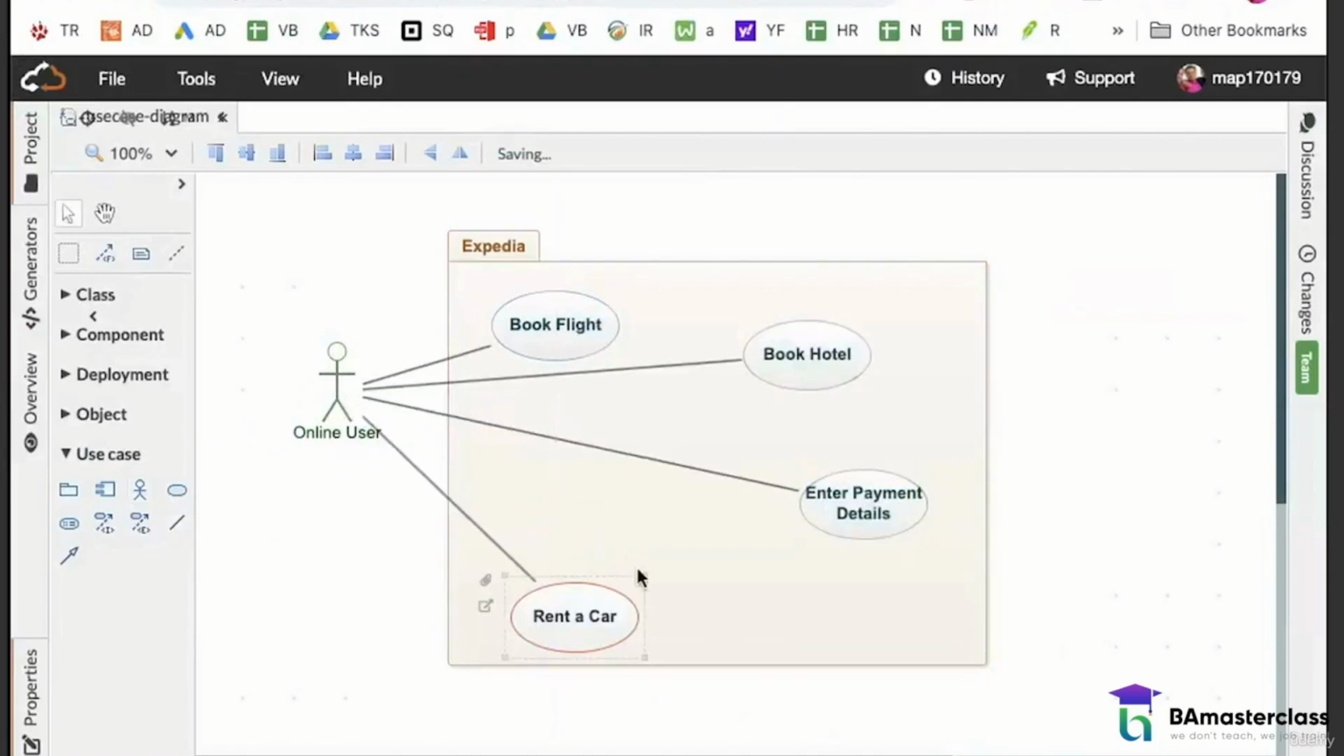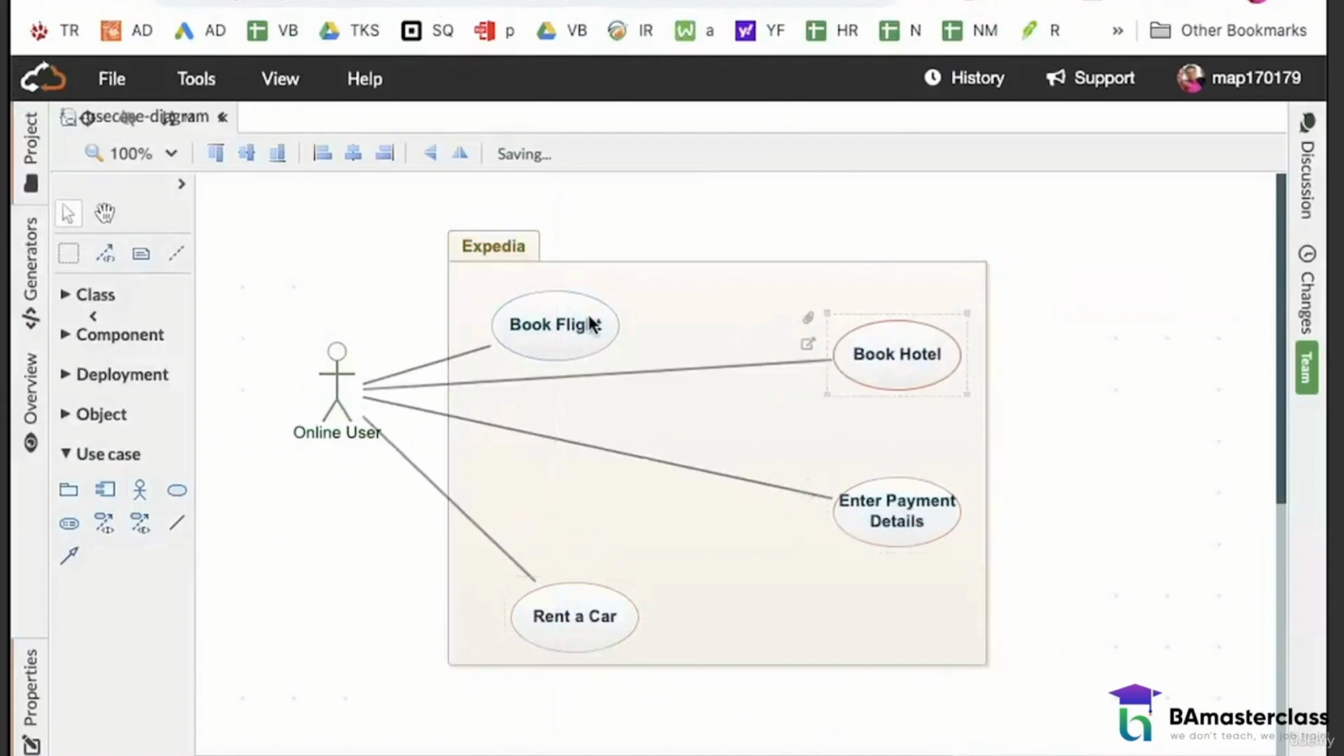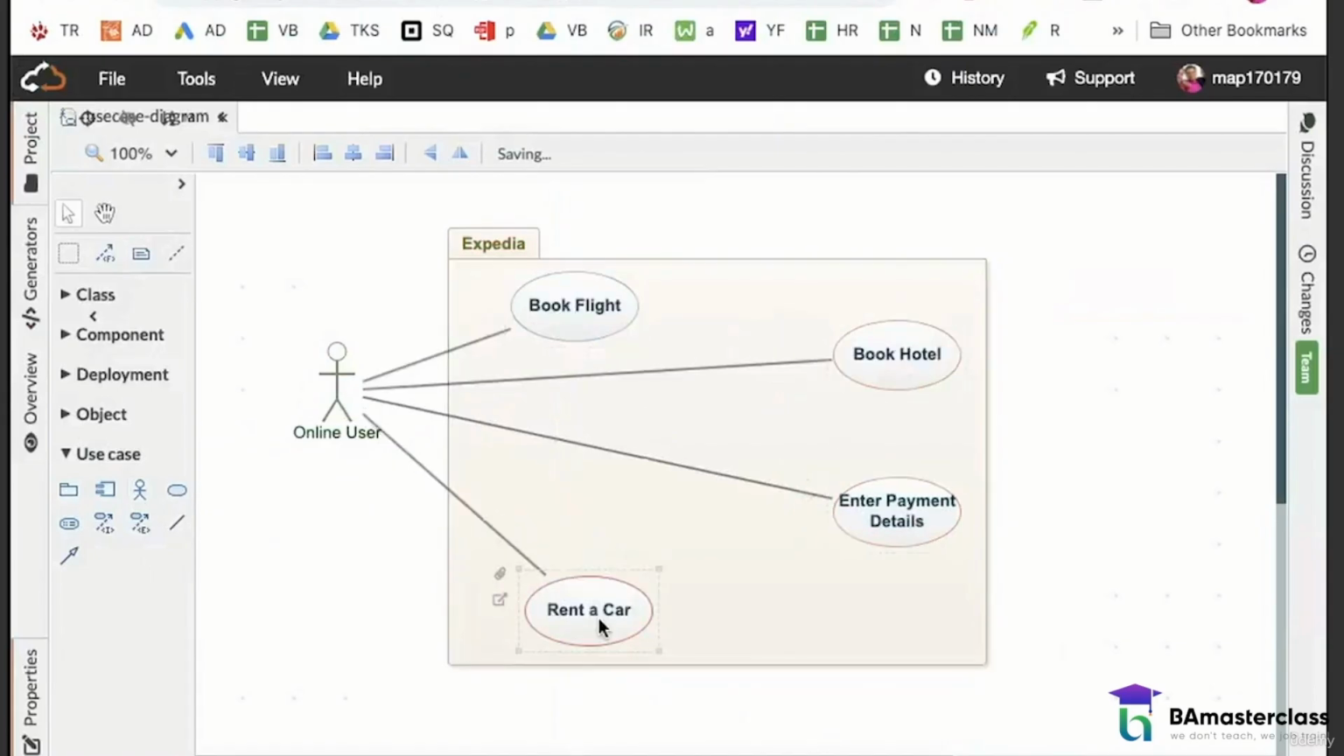So we know this much. Now I want to show what the relationship is here. Does book flight include enter payment details, or does enter payment details include book flight? Book flight includes enter payment details. So the way I say it is the way I draw the arrow.